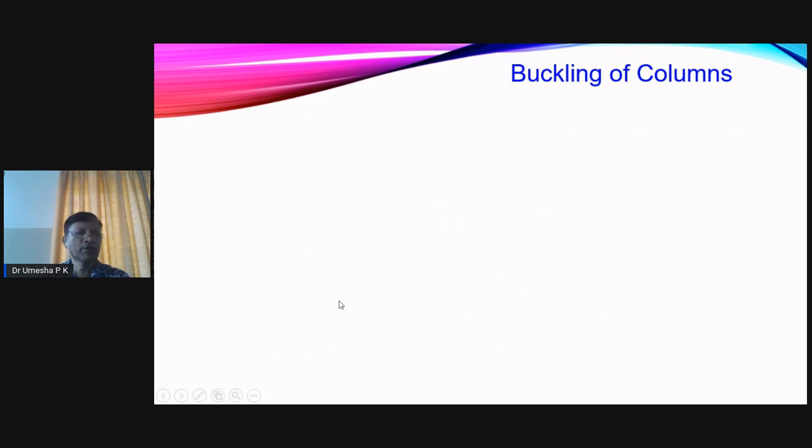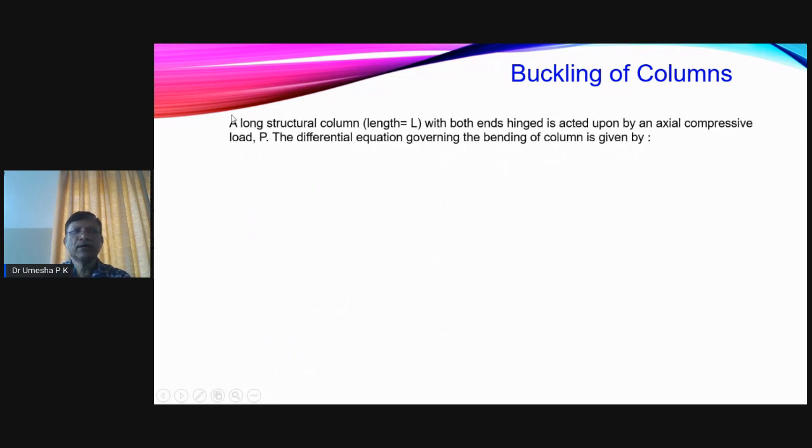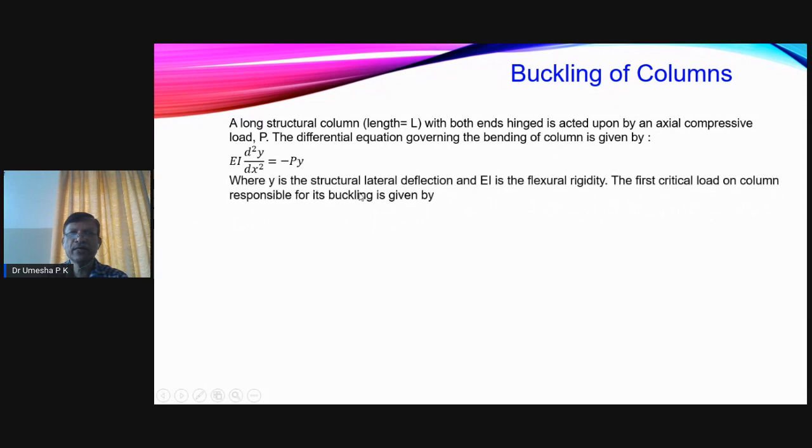So we'll see another problem. A long structural column of length L with both ends hinged is acted upon by an axial compressive load P. The governing differential equation of bending is given by EI d²y/dx² = -Py, where y is the structural lateral deflection and EI is the flexural rigidity. The first critical load on the column, responsible for the buckling load, will be?